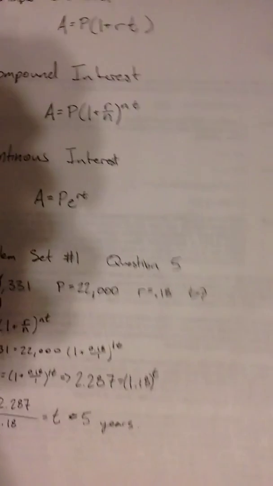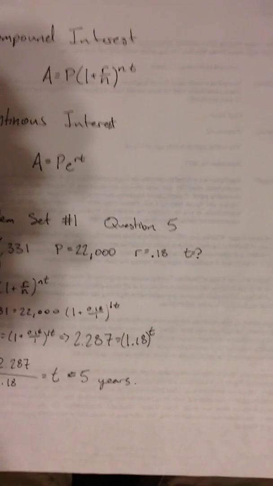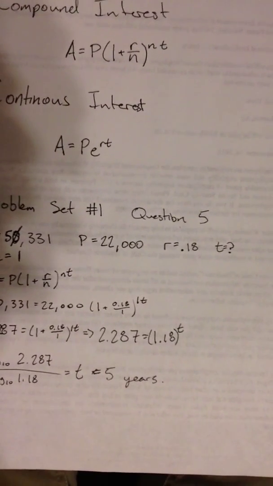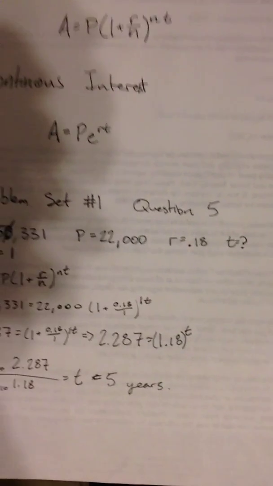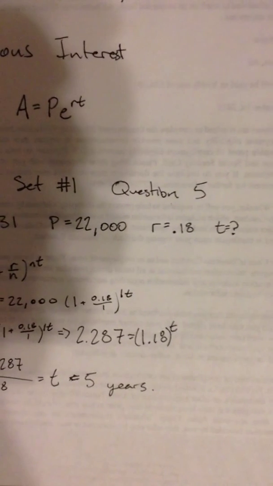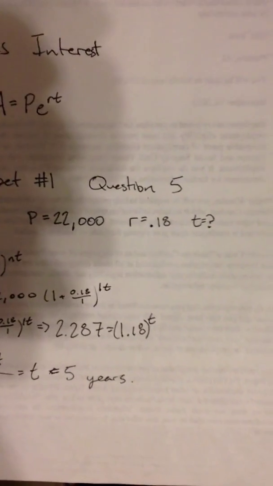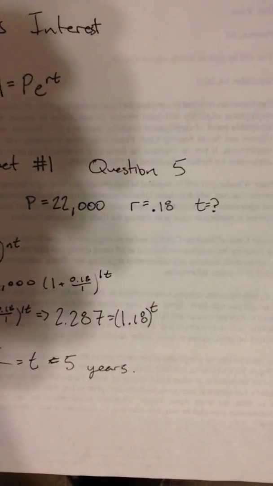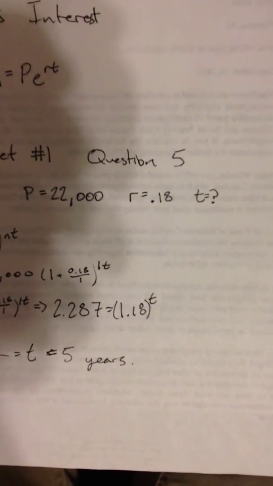Going over problem set 1, question 5, we see that we have an initial investment, and these are all given in the problem statement. I'll read that off for you right now. Question 5 reads, if you paid $50,331 total for a loan of $22,000 at an annual compounded interest rate of 18%, how long did it take to pay off your loan?